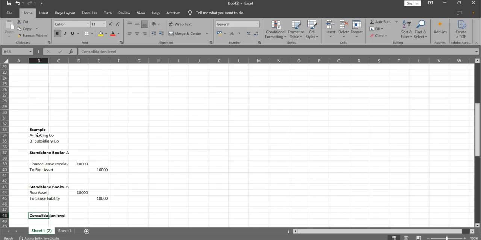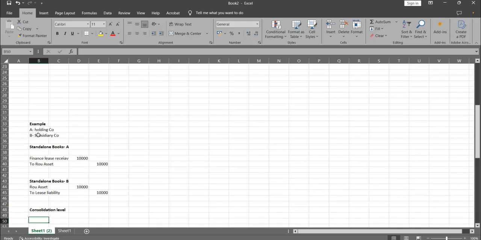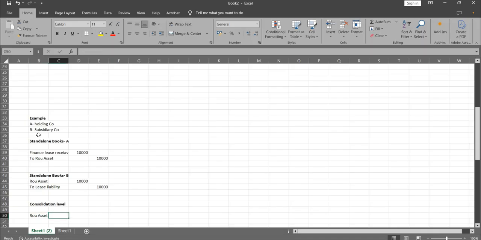Why? Because at consolidation level, this sublease between group companies will have no effect. It's just an intra-group transaction, so we have to remove the effect taken in the standalone books at consolidation level. To reverse that effect, we will debit ROU asset with the same amount to bring back that ROU asset, and we will credit finance lease receivable to reverse the effect.